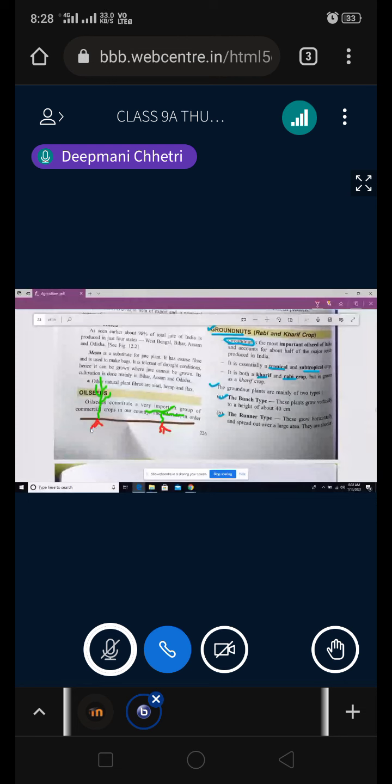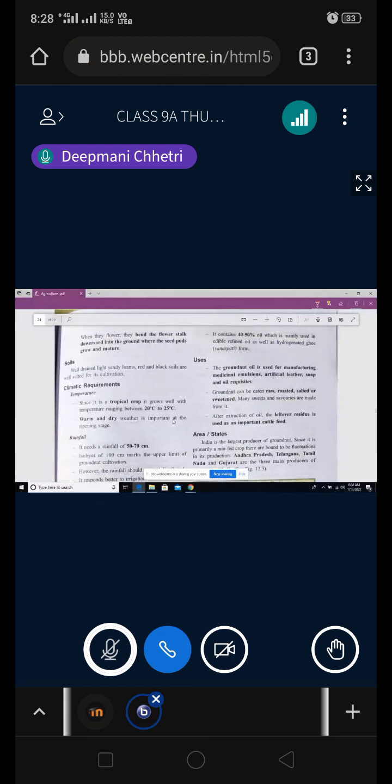Okay, fine. So let's move on to the next one. What is your soil condition? We go to the geographical condition now. Soil conditions here: well-drained, light sandy loam. Now, what do you mean by well-drained, light sandy loam?